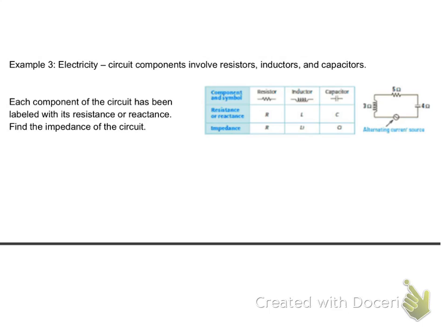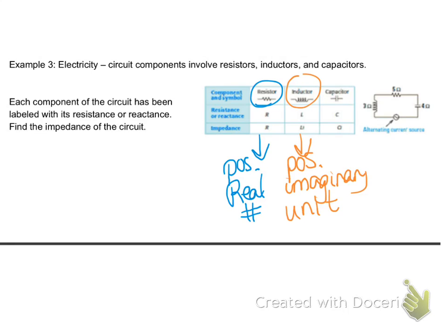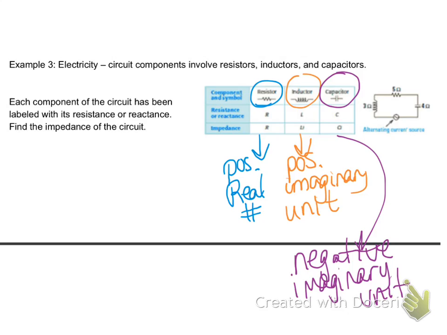This next example is an example of when imaginary units are used in circuit components involving resistors, inductors, and capacitors. And again, this is just to expose you to when this is used in the real world. So we're going to find the impedance of a circuit. Whenever you see, I'm just going to call it a zigzag, it's going to be a positive real number. Every time you see the coil, this is a positive imaginary unit. And anytime you see this symbol, it's a negative imaginary unit.